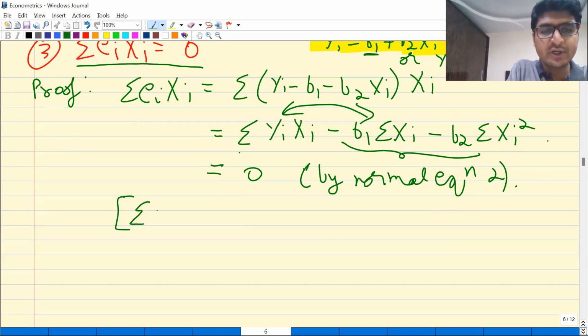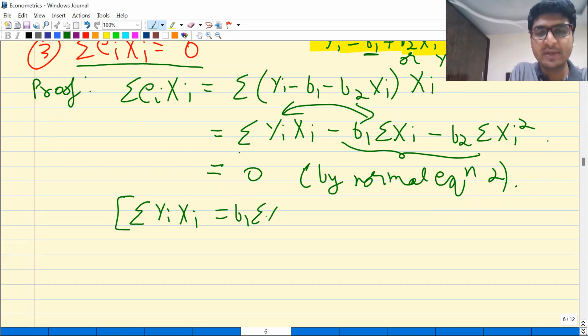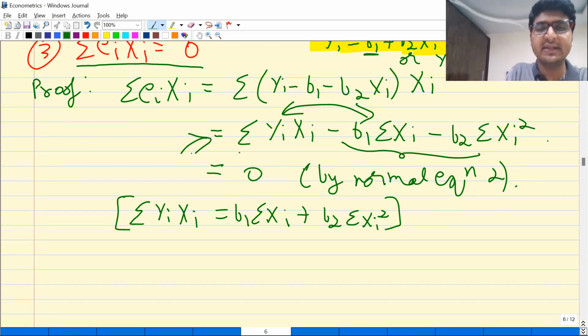तो नॉर्मल इक्वेशन 2 क्या कहती है? That summation yi xi is equal to b1 summation xi plus b2 summation xi squared. तो इसका यूज करके we can say that this thing is equal to 0, and if this is equal to 0, then we can say that summation ei xi is equal to 0.